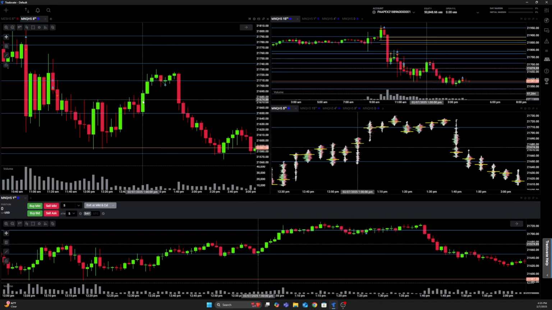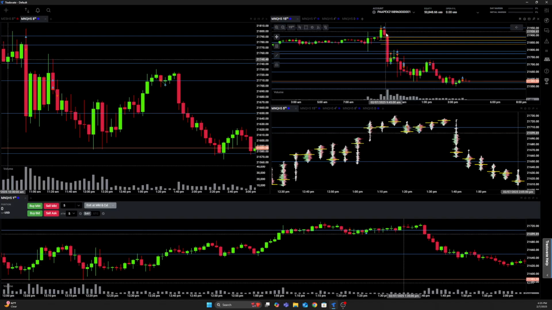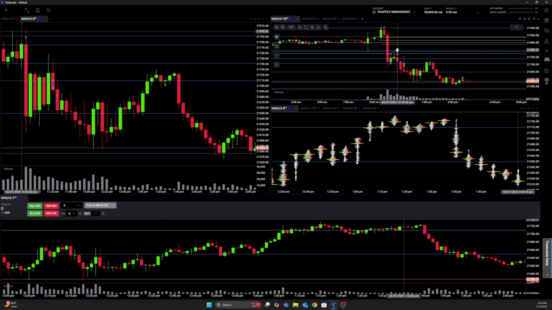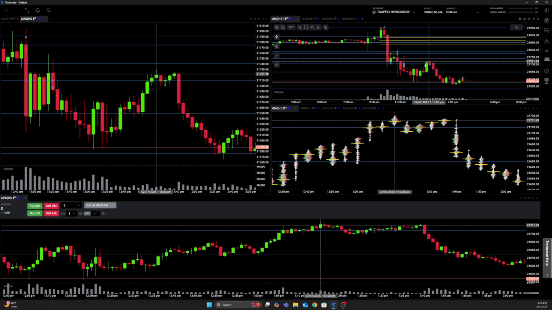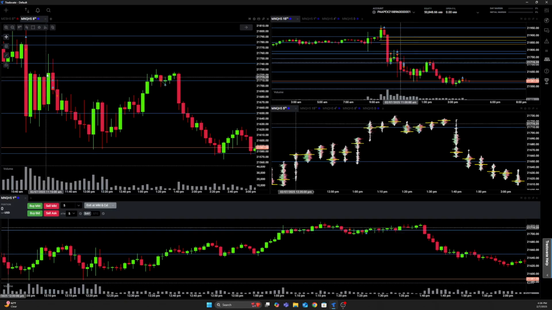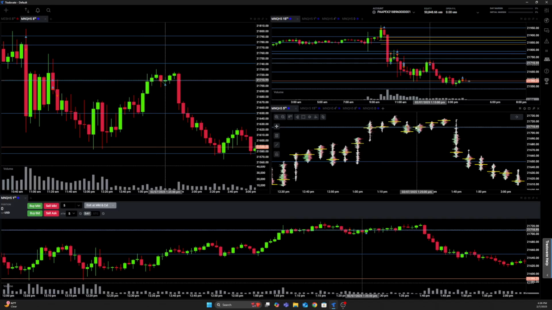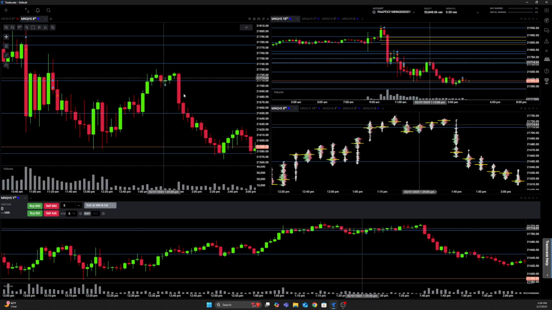Reason being, we were forming lower lows and lower highs on the day, right? Low, lower high, lower low, lower high, lower low. This was a lower high. We were testing a level that I was expecting to act as resistance, a level that had acted as resistance before. We can see those volume profiles kind of gathering around that level while we're failing to close higher.